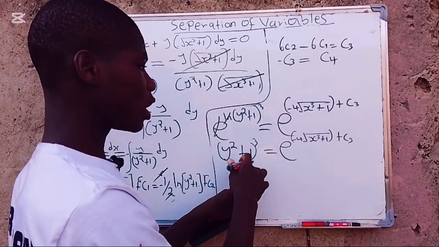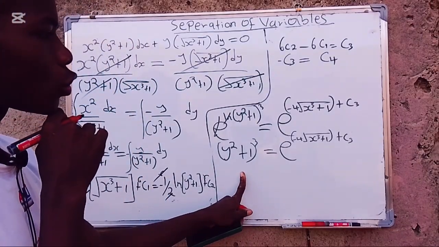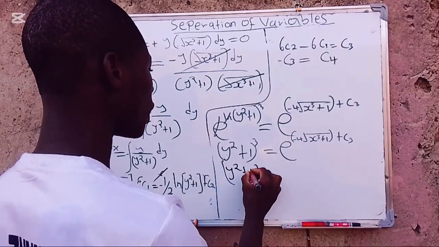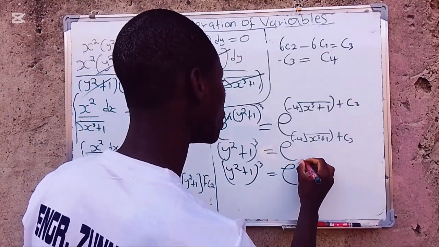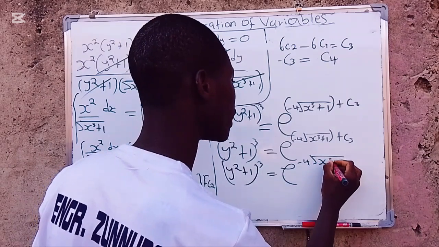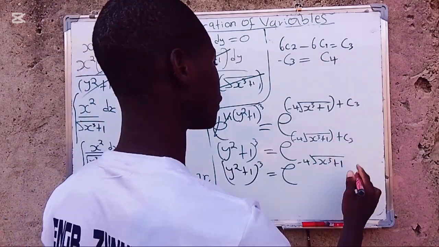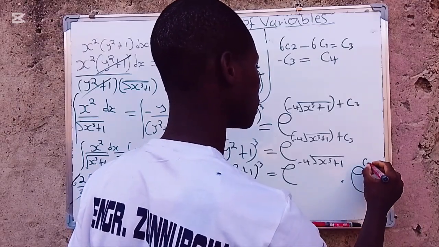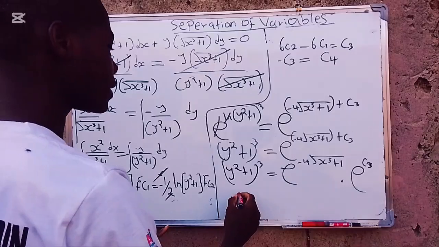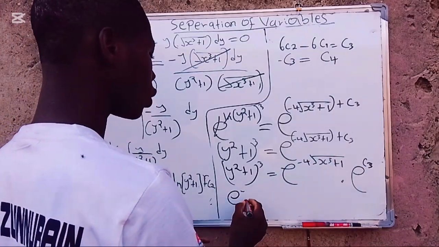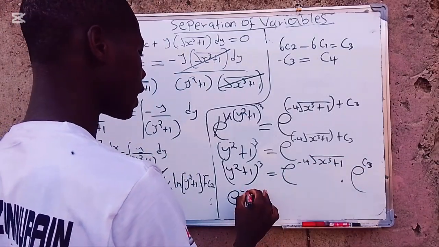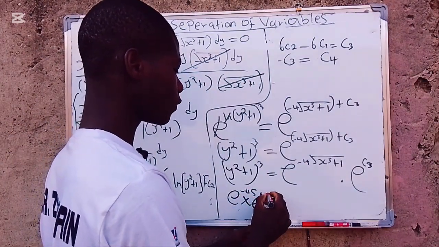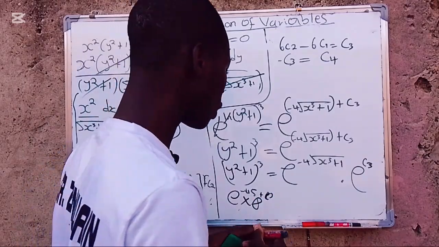So the next thing that I'm going to do, I have to say that this is the same thing as saying (y squared plus 1) to the third power. It will now be equal to e to the 4 root of x cubed plus 1. And therefore I have to distribute this again. This is the same thing as saying this should now be c3. Because if I say e to the negative this, because it is multiplication, it's the same thing as saying 4 to the root of x cubed plus 1, plus c3. It is all the same thing.